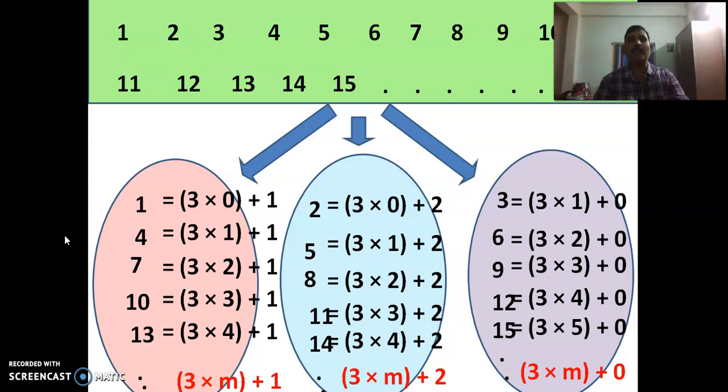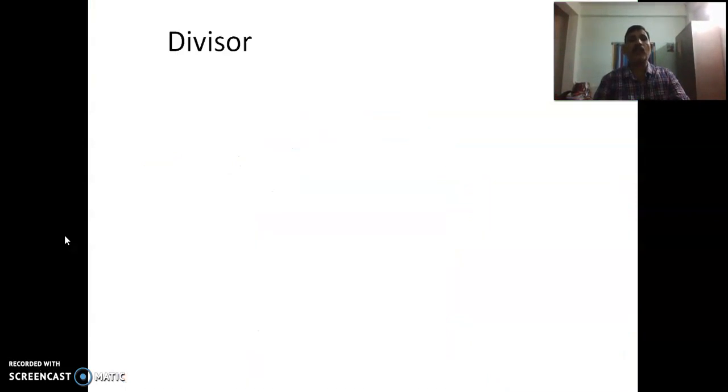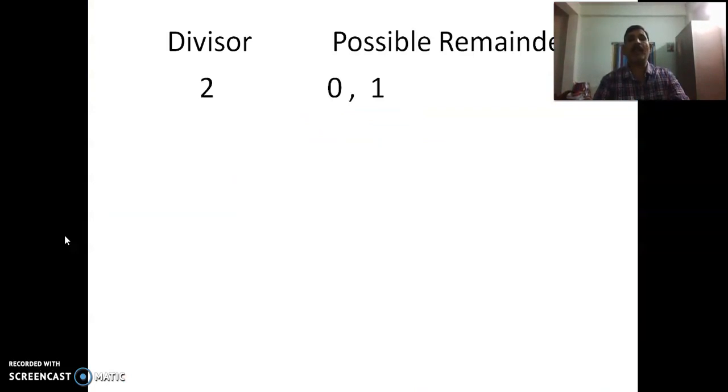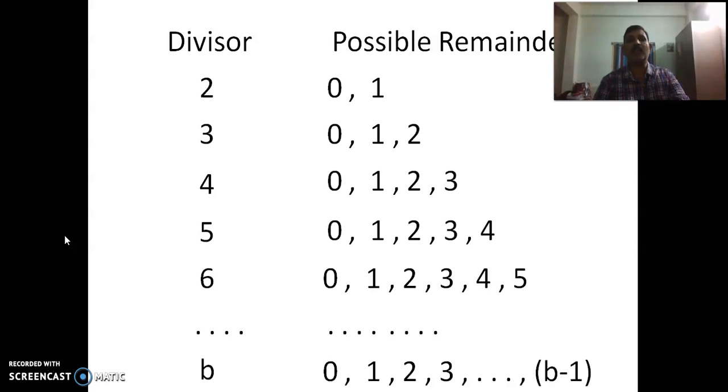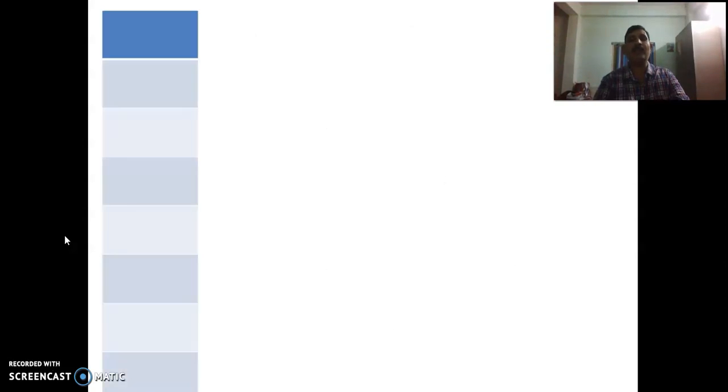Means we can observe that all the numbers leaving remainder 0 are 3m, leaving remainder 1, leaving remainder 2. So now what is the divisor and what are the possible remainders? When I take 2, I have 2 possible remainders, 0, 1. When the divisor is 3, we have 3 possible remainders, 0, 1, 2. For 4, we have 0, 1, 2, 3 and so on. If suppose b is the divisor, we can observe the possible remainders are 0, 1, 2, etc., b minus 1.